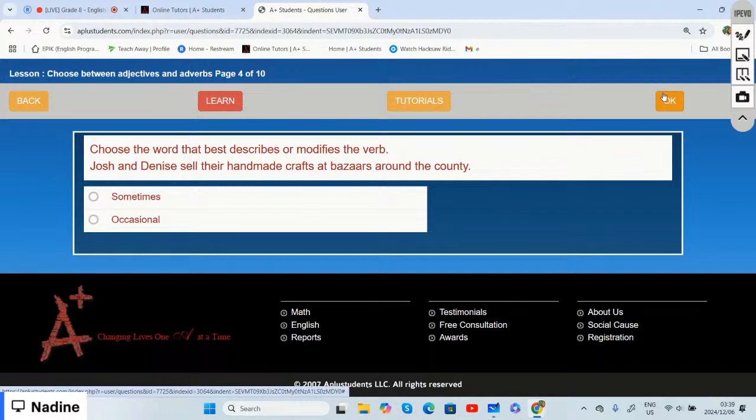All right, the next one says Josh and Denise sell their handmade crafts at bazaars around the county. So we said Josh and Denise, do we say sometimes sell or occasional sell their handmade crafts at the bazaar around the county? Do we say sometimes, or occasional they sell? So which one is correct? The word that modifies the verb.